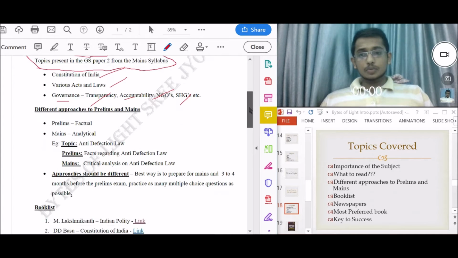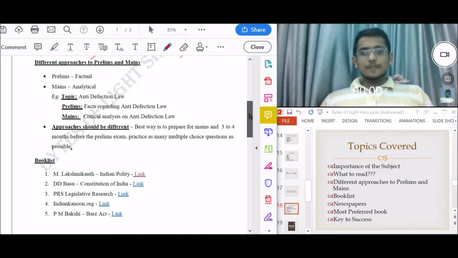Now let's go to different approaches to prelims and mains. Prelims and mains have to be approached differently because prelims is factual and mains is analytical. So let us take an example, that is anti-defection law. In prelims question paper, the questions would be like, what are the provisions of the anti-defection law, and you would be given maximum four options. So you will have to choose one among them.